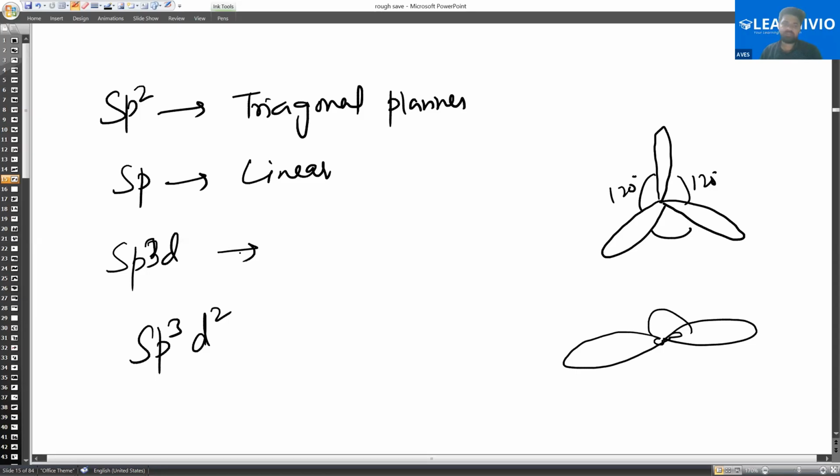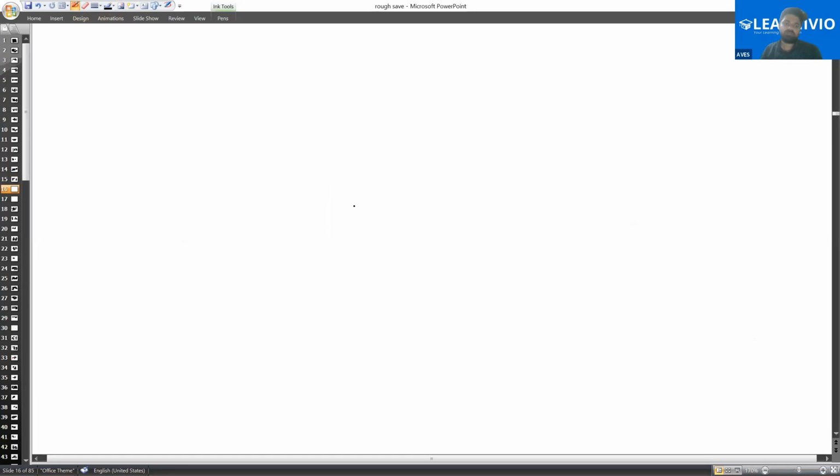sp3d means 5 orbitals. So how can the 5 be arranged? The shape of this one will be trigonal bipyramidal. Means the 3 will be in the plane like this, as in the PCl5 structure. These are in the plane, with a 120 degree angle between each of them. We call it trigonal planar.